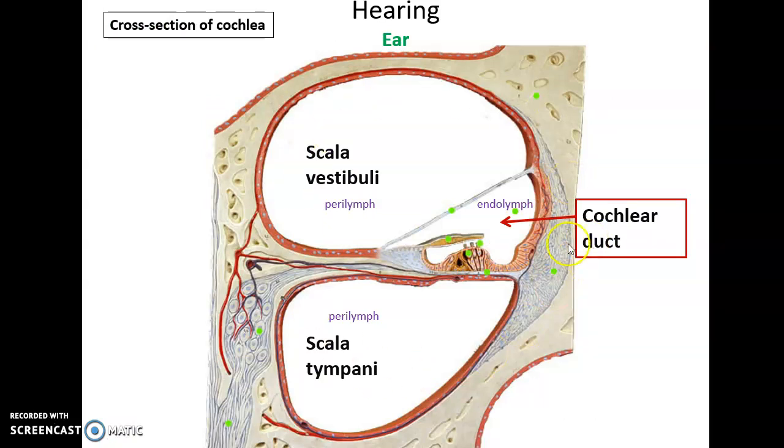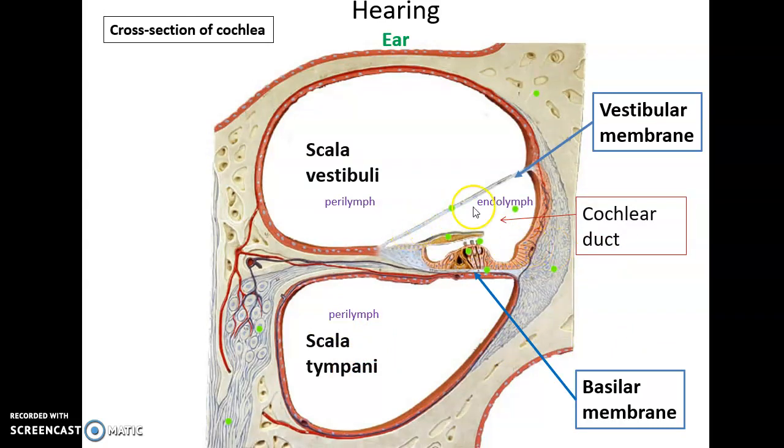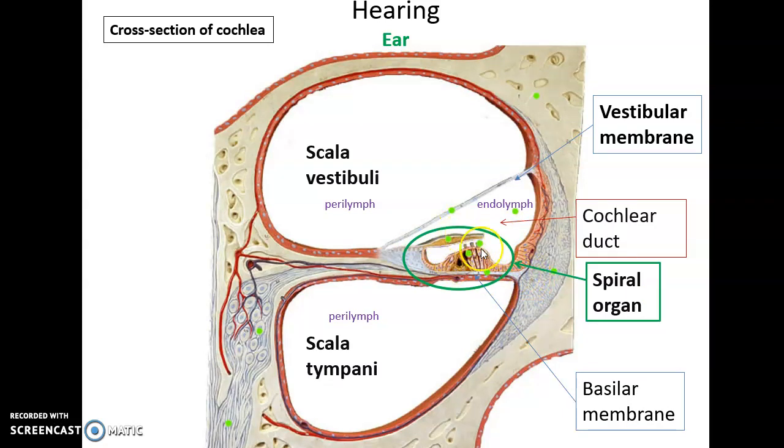So within the cochlea, we have the upper chamber, the scala vestibuli, filled with fluid called perilymph. We have the cochlear duct, also filled with fluid called endolymph, and the scala tympani, filled with fluid called perilymph. The vestibular membrane separates the scala vestibuli from the cochlear duct. The basilar membrane separates the cochlear duct from the scala tympani. This entire structure is the spiral organ that detects hearing.